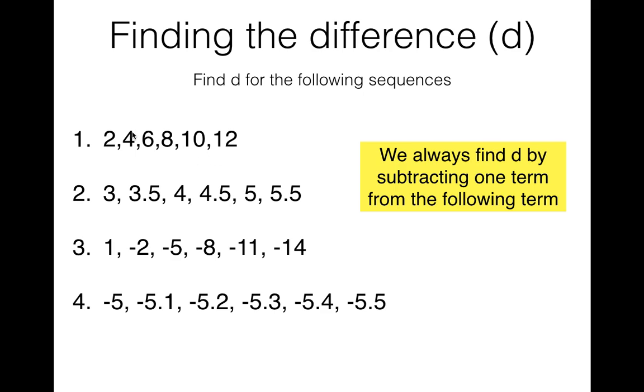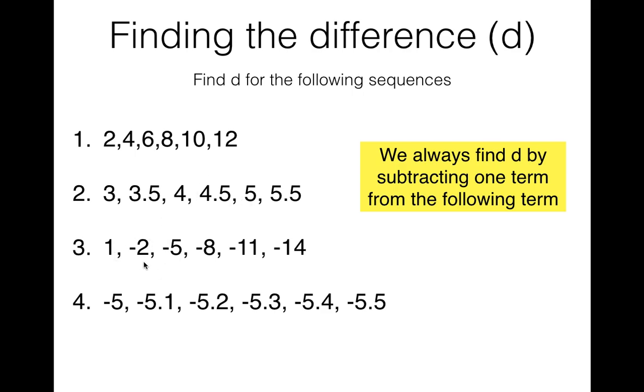Okay, so for sequence 1, if I do 4 minus 2, I get 2. 6 minus 4, I get 2. 8 minus 6, I get 2. So the common difference here is 2. Sequence 2, 3.5 minus 3 gives me 0.5. 4 minus 3.5 gives me 0.5. So for all of these here, the common difference is 0.5.